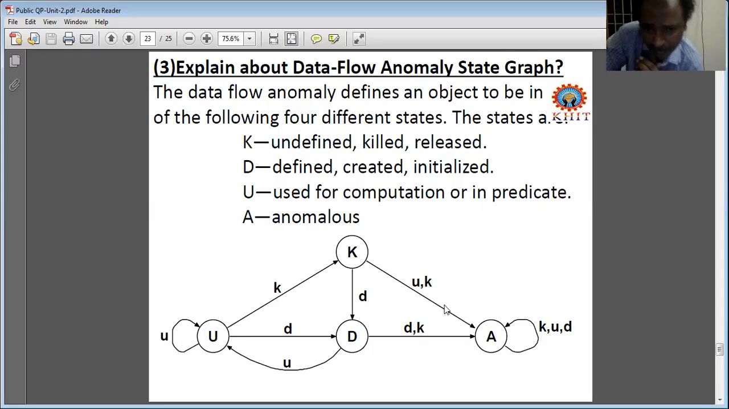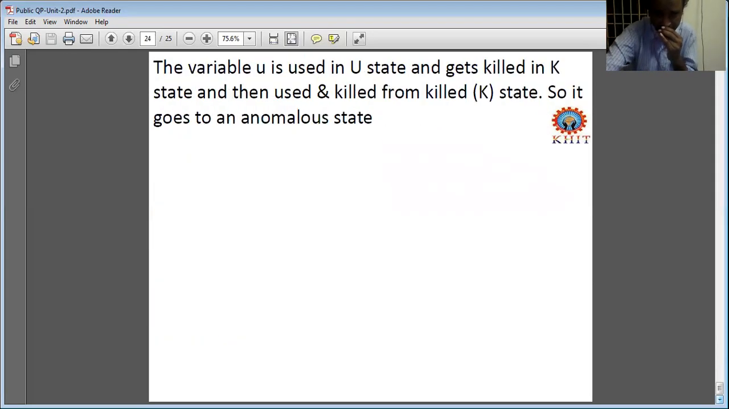So it comes to the used and killed. So it automatically enters into the anomalous state A.